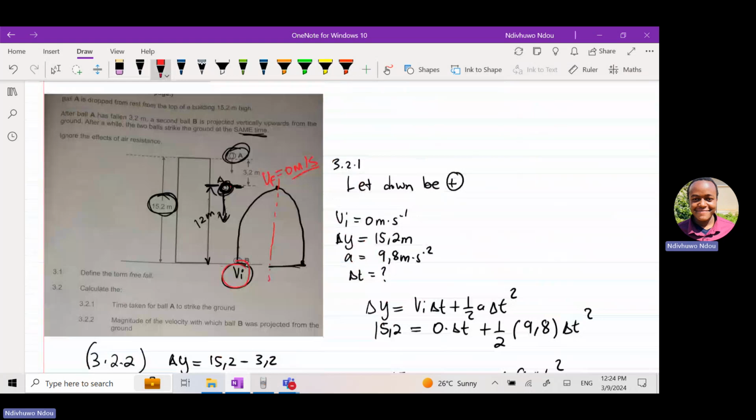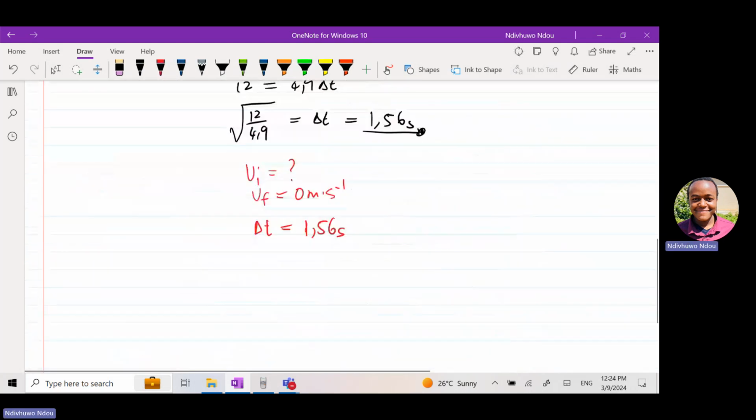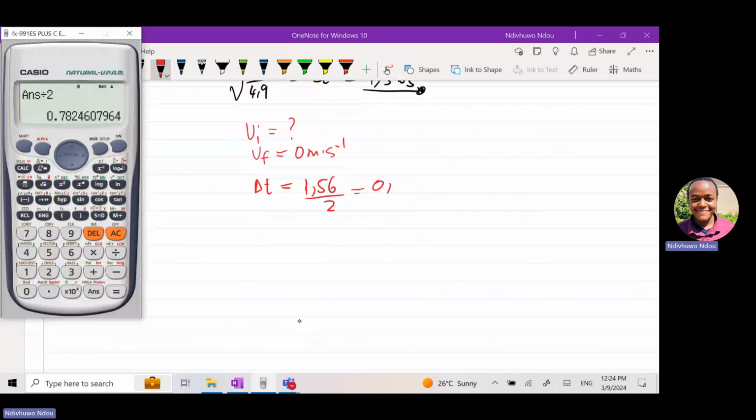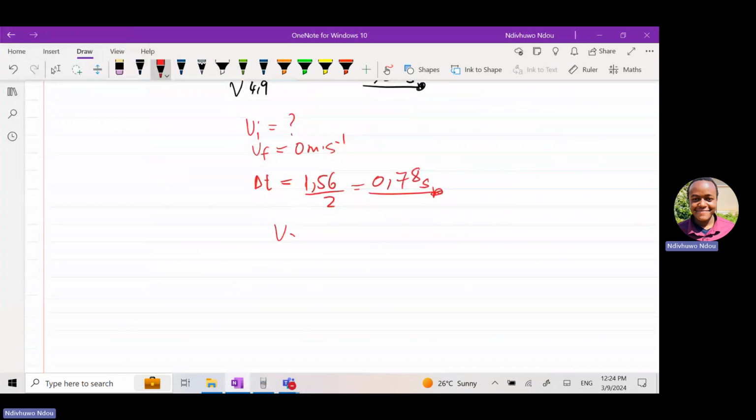But if we're considering half motion, because remember with B, it's not one motion, it's sort of like double motion. There's motion from the ground to the maximum height, and from the maximum height to the ground, right? The entire motion takes 1.56, as we calculated, the same as the one for A. But if we're considering half motion, we'll have to divide this time by 2. So it will be 1.56 divided by 2. Then the time will be 0.78 seconds.